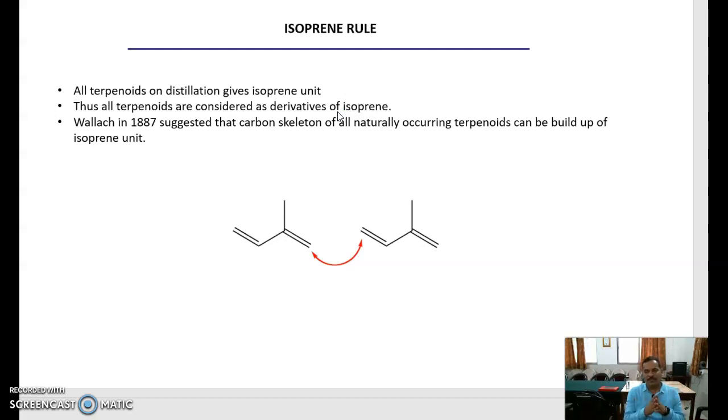It is very simple. Just remember that all terpenoids, or the carbon skeleton of all naturally occurring terpenoids, is built up from isoprene units. This is known as the isoprene rule. Who proposed this?